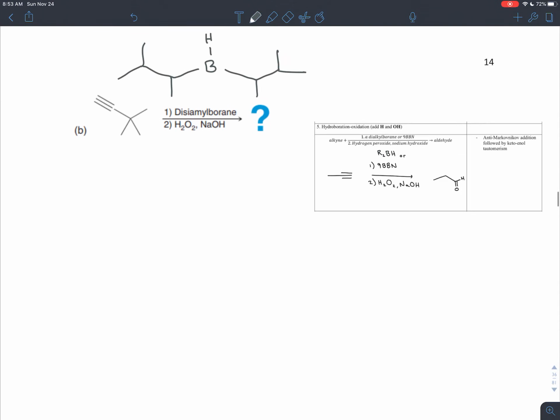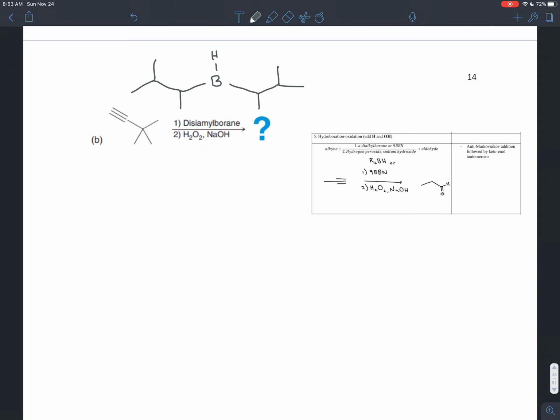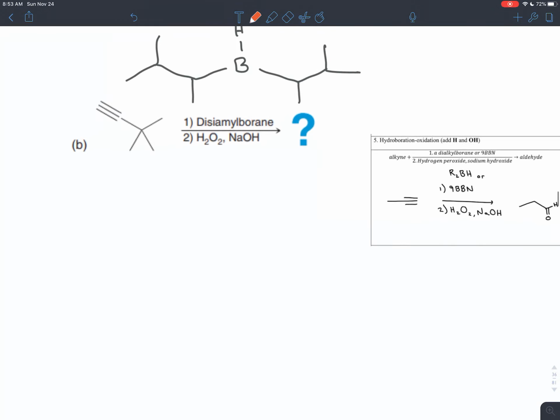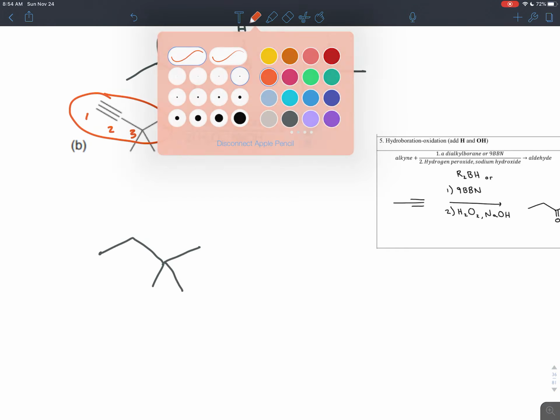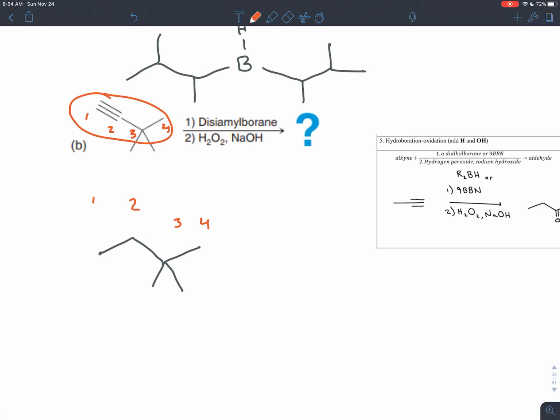Okay, so this is really a recipe, and then the second step, hydrogen peroxide and sodium hydroxide. So this is really a recipe for hydroboration oxidation. And what we're given is an alkyne. So the first thing to do is to redraw the alkyne, but with all single bonds. So let's say we have 1, 2, 3, 4 carbons as a sort of backbone. And on carbon number 3, we're going to have 2 methyl groups. So you could see on carbon number 3, we added the 2 methyl groups.